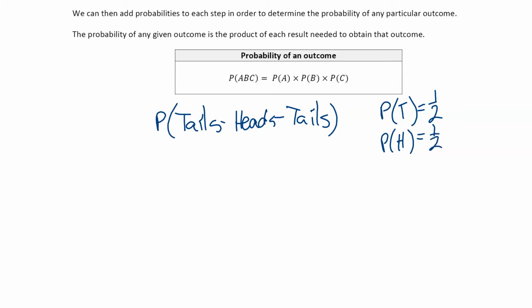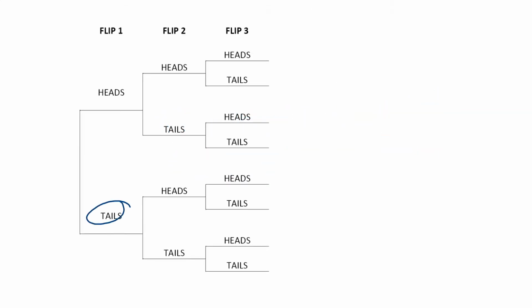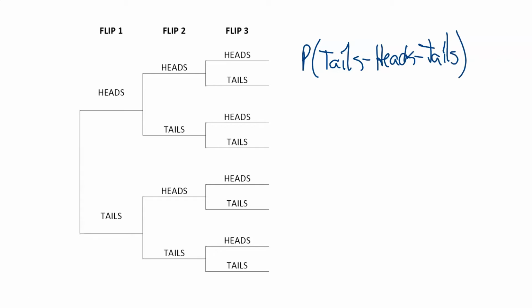So the probability of getting tails, heads, tails is 1/2 times 1/2 times 1/2, which is equal to 1 out of 2 times 2 is 4 times 2 is 8. And if we go back to our tree on the previous page, we're looking for the path tails, heads, tails, and you can see that there's only one path that gives us that, and there were 8 possible outcomes. So the probability of tails, heads, tails was 1 out of 8.